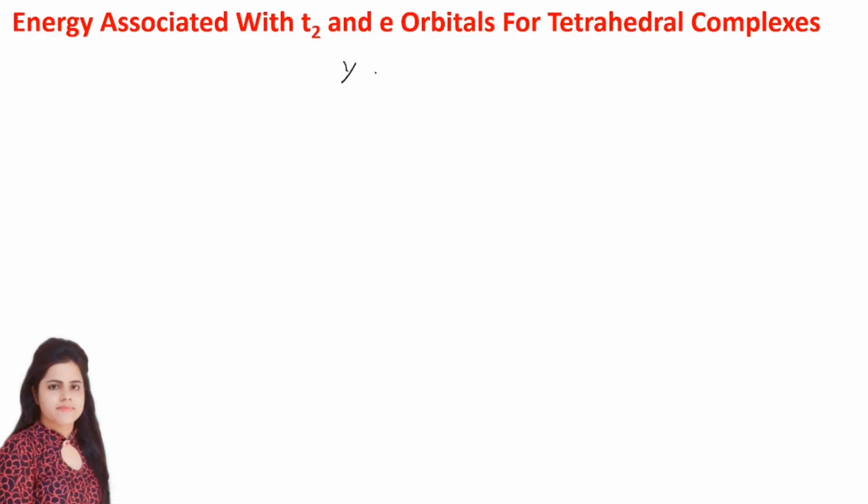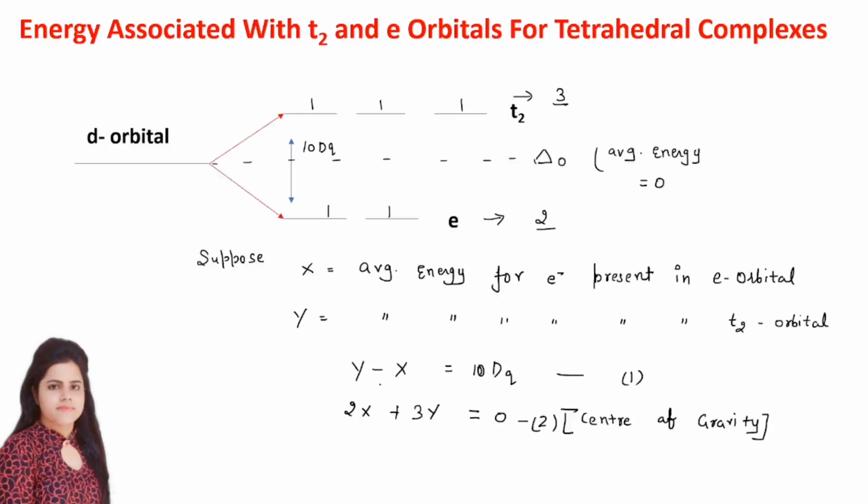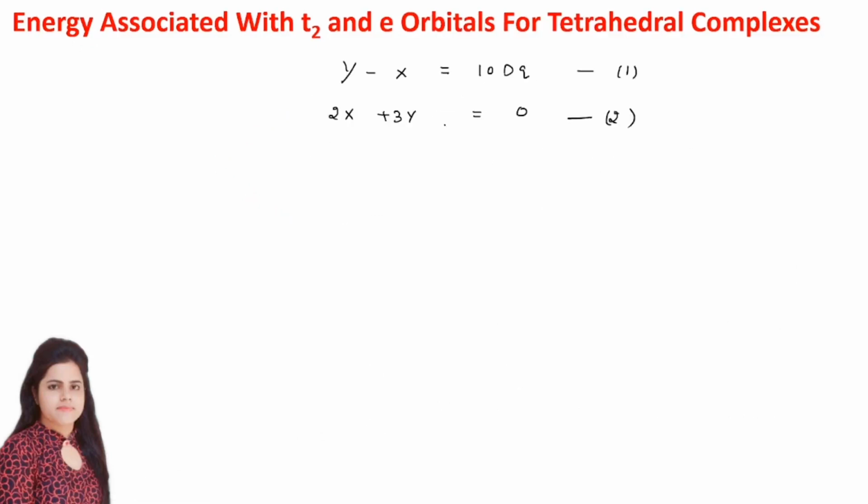You see this, my first equation was y minus x equal to 10 dq. And the second equation was 2x plus 3y equal to 0. So to solve this, I will use simple mathematics and I am multiplying the first equation by 2 to cancel this x. So my first equation will become 2y minus 2x equal to 20 dq. And the second equation as it is, 2x plus 3y equal to 0.